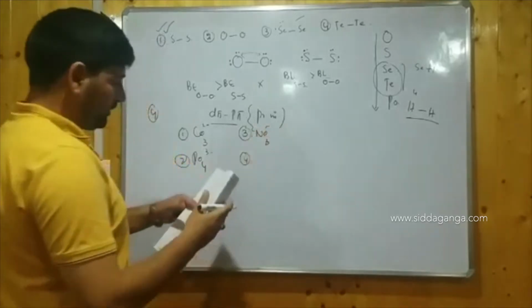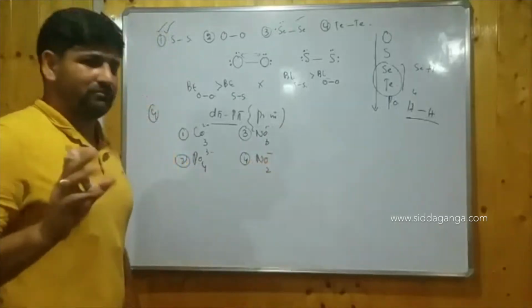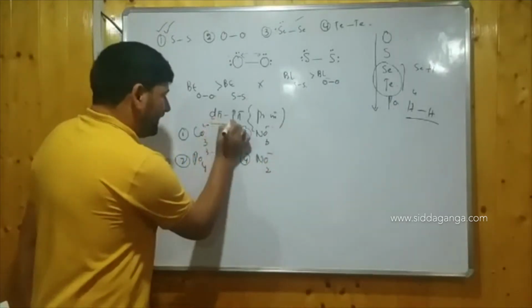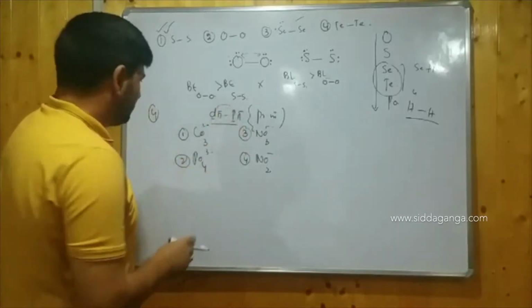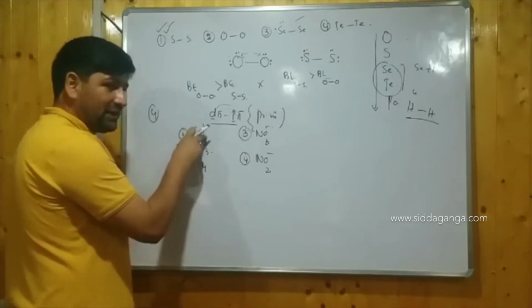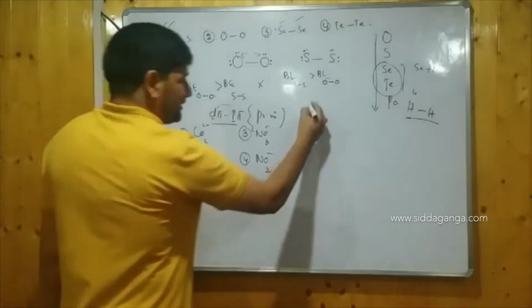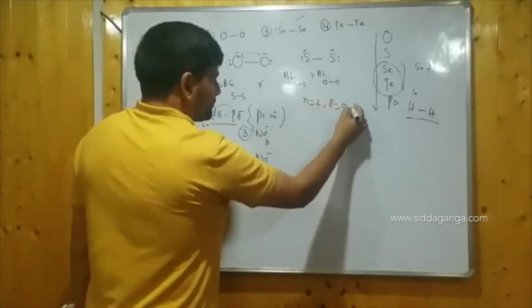And option 4, NO2 minus. Very simple. We need d and p orbitals overlap, not p and p. Correct? Both of these are second period atoms, carbon and oxygen. Correct? So d is not involved because when n equals 2, l will be 0 and 1. So it is s, it is p.